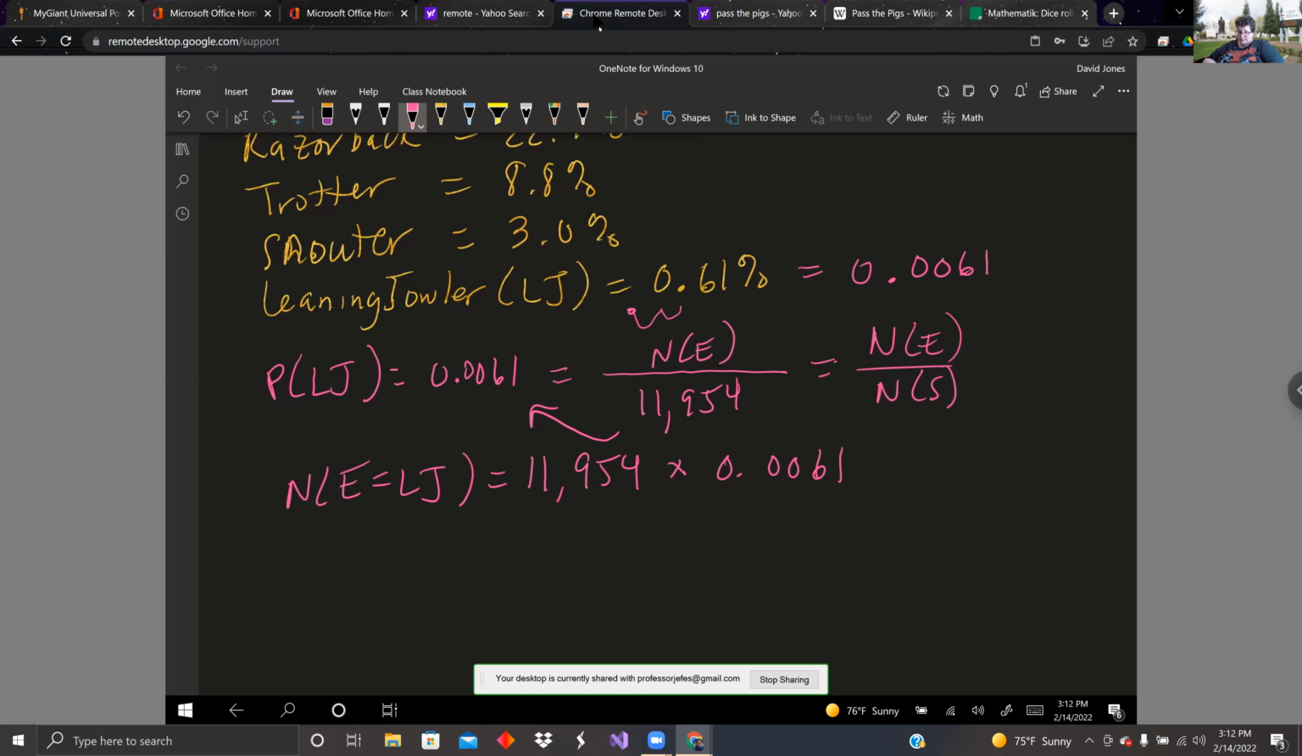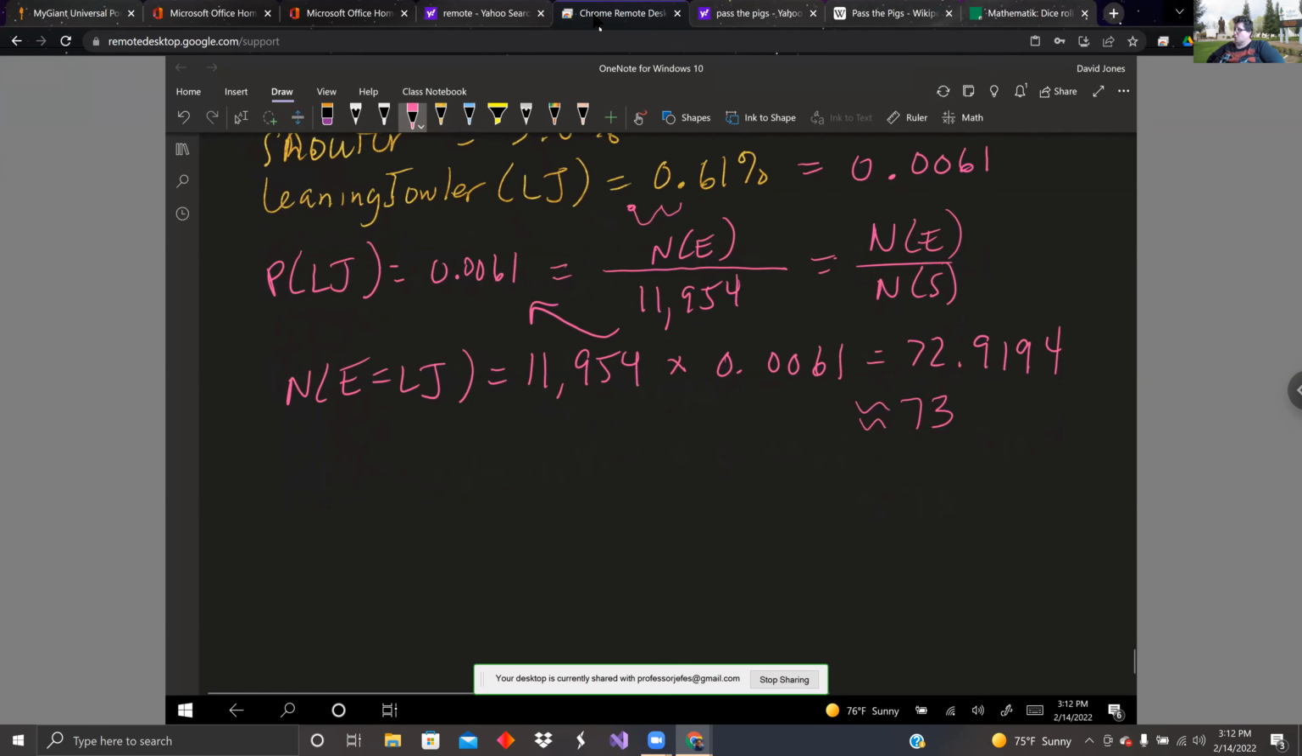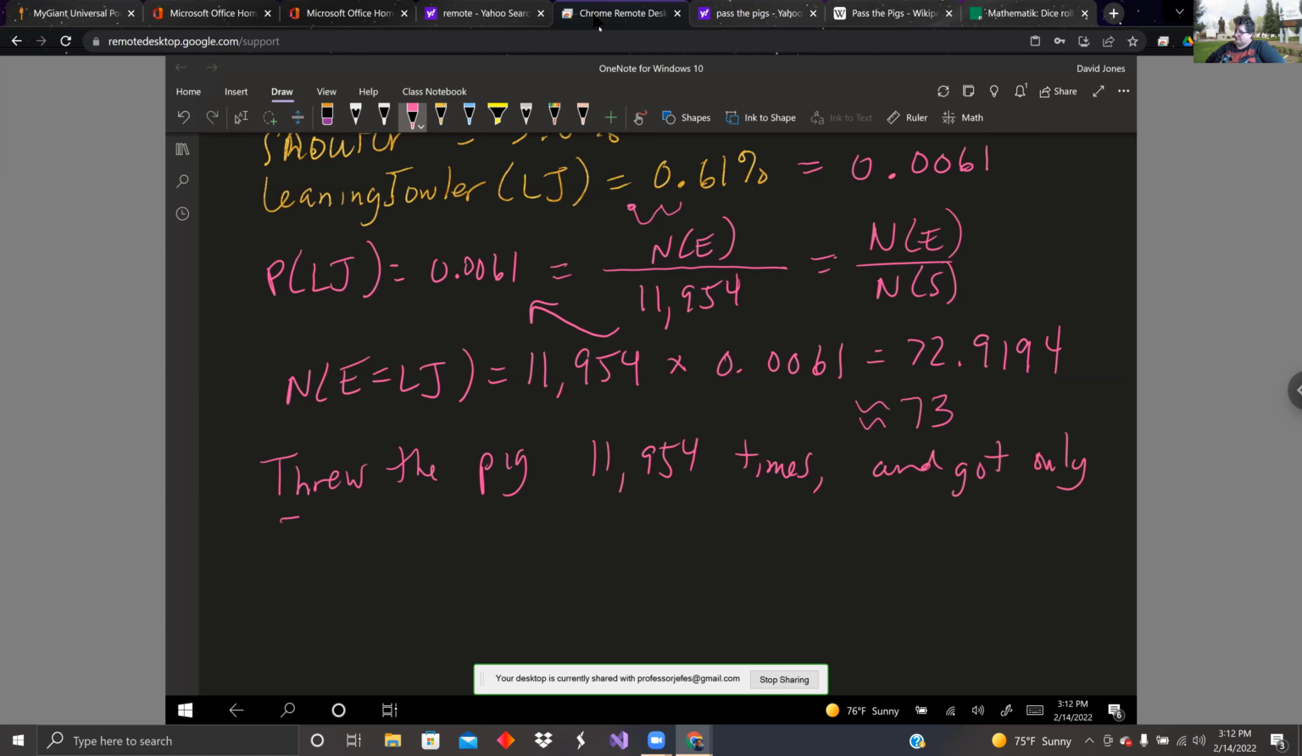And what is that? I am getting 72.9194. Let's say that's approximately 73. So they threw the pig 11,954 times and got only 73 leaning jowlers. Has the law of large numbers kicked in?